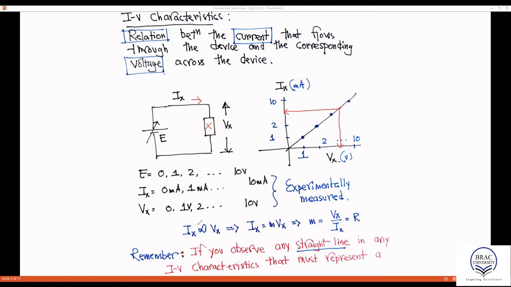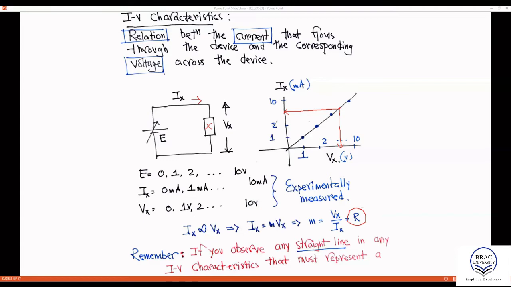And we can say that the current is proportional to the voltage. Since it is linearly proportional, I can say Ix is equal to M Vx, where M is our slope, as in a straight line equation. And then M is equal to Ix over Vx, which is current divided by voltage. That gives us a resistance. So we can say that it is nothing but a resistor. That gives us the characteristics of a resistor.